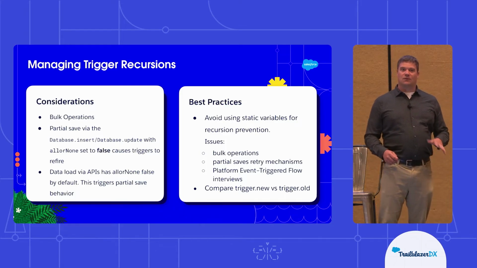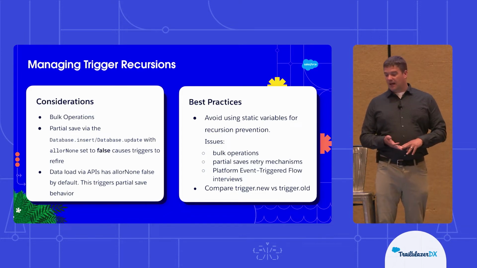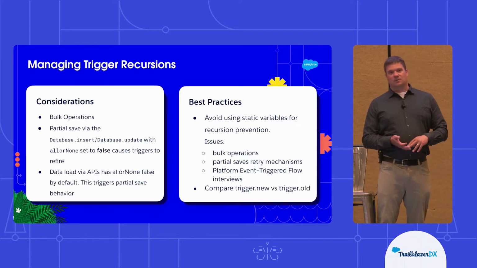So in terms of best practices, it's a bit dependent on the scenario. As a general rule, avoid static variables wherever you can. Definitely static booleans and static sets if you're not resetting them. And that should help. And as we mentioned, that has problems with bulk operations and partial retries.